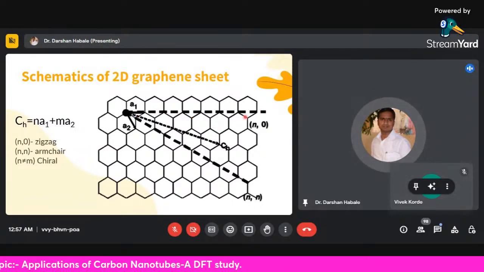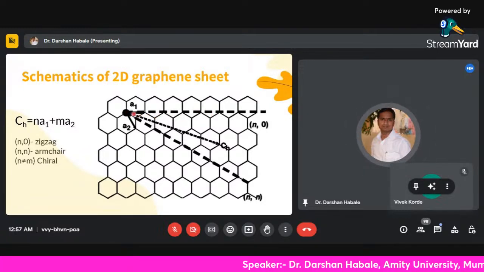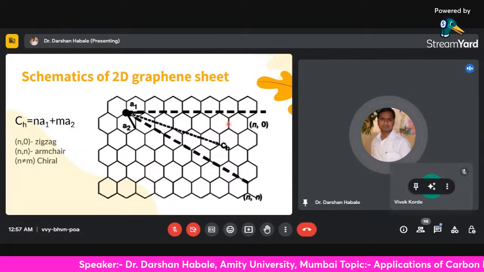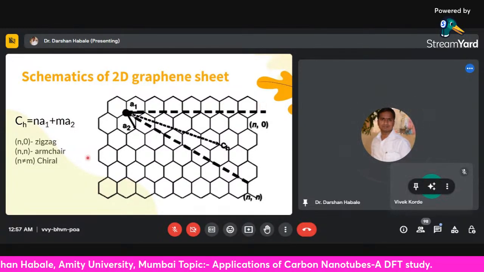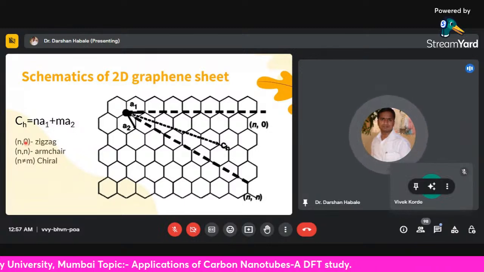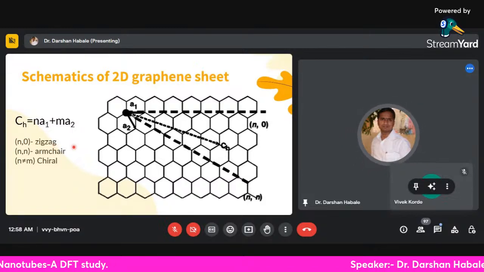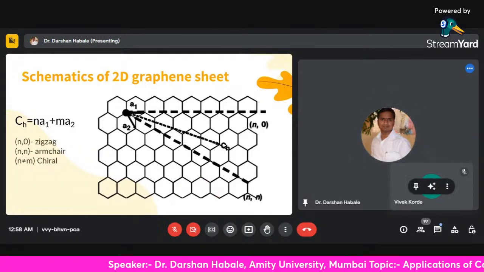So 1, 2, 3, 4, 5. So for example, 5. Okay. So we just have 1, 2, 3, 4, and 5. So we just put this point over there. So it forms a zigzag type of nanotube. Okay, like this. So n is an integer, which may be 2, 3, 4, 5, 6. Okay, that will give you the zigzag nanotube. Then the other kind of nanotube is armchair. Okay. So I'll show it in the next slide.